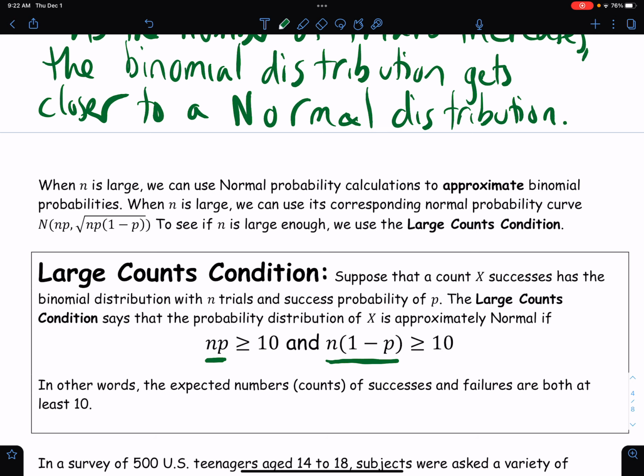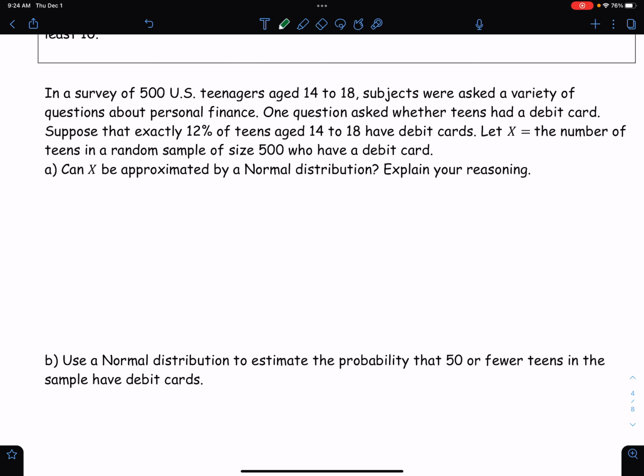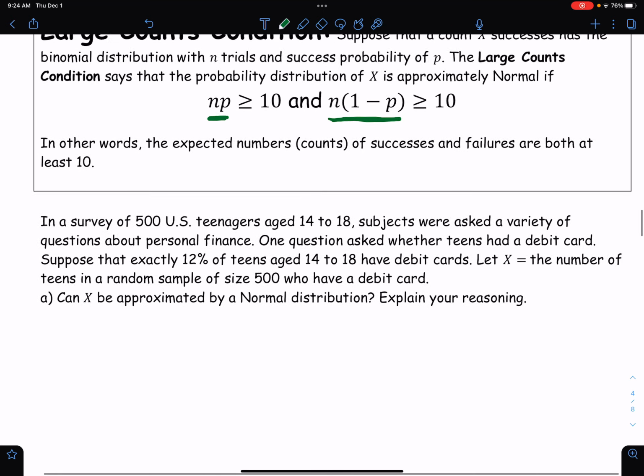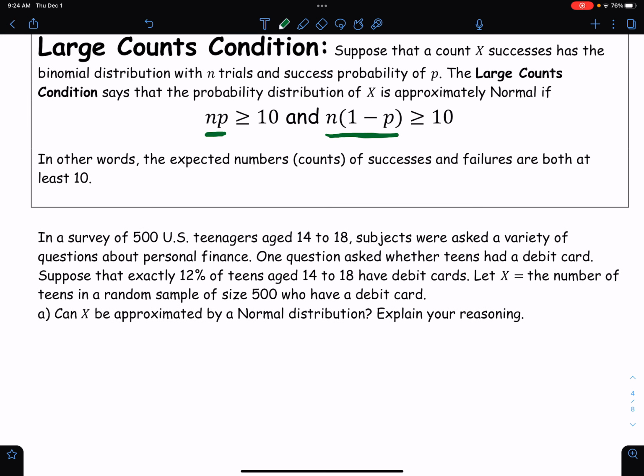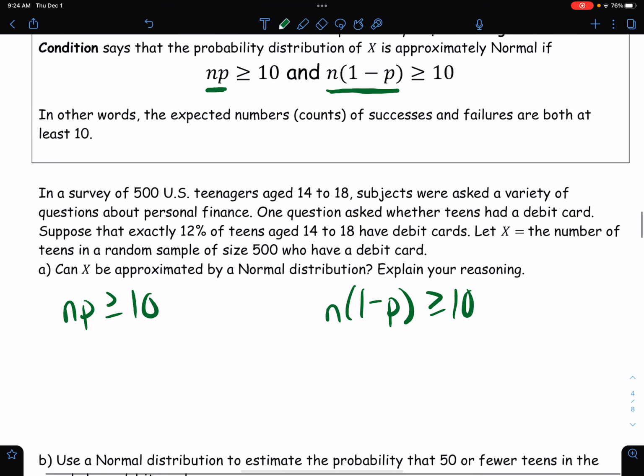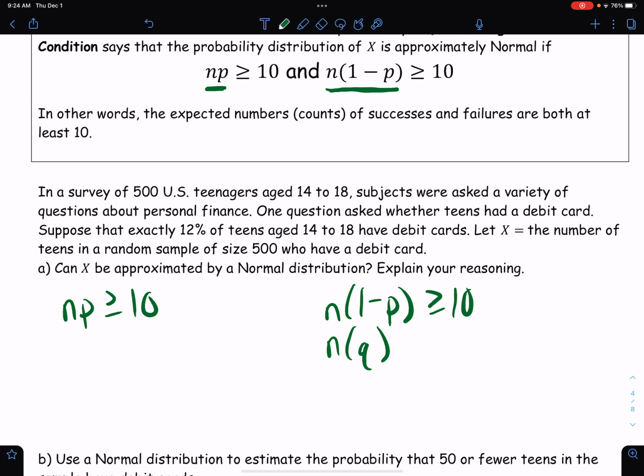So let's look at the next question. Given the previous example of the debit cards, would we be able to approximate our binomial distribution with a normal distribution? So we would have to check the large counts condition. That would be the number of expected successes is greater than or equal to 10, and the number of expected failures is greater than or equal to 10. You'll also see people use Q for this. You can if you want to. I think 1 minus P is just easier because it's consistent with using P. But you don't have to.